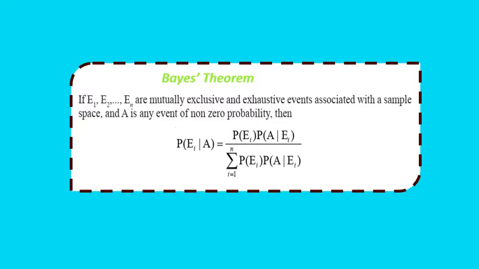Now let me come to Bayes theorem. So if E1, E2, E3 up to En are mutually exclusive and exhaustive events, we know the meaning of mutually exclusive and exhaustive, we learned about this, events associated with a sample space, and A is any event of non-zero probability, then P(Ei given A), that is the conditional probability of Ei over A, will be equal to P(Ei) into P(A given Ei) upon the sum of P(Ei) into P(A given Ei).